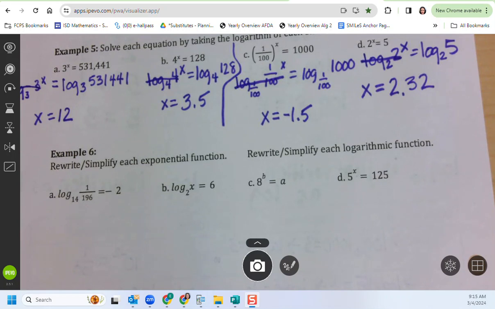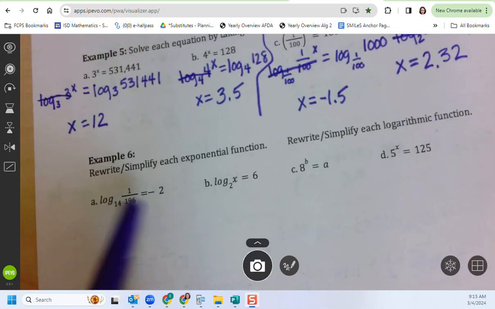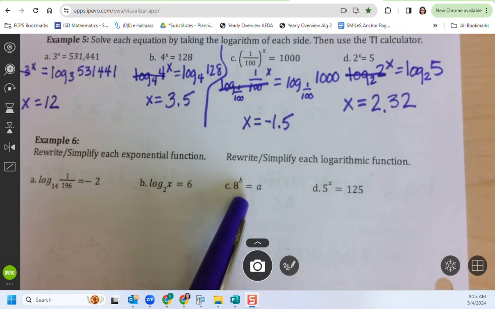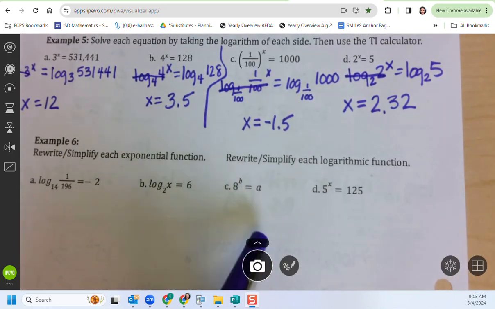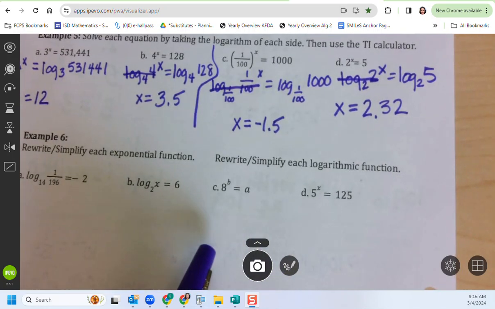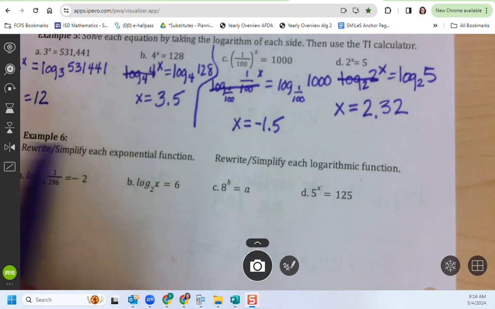Okay, we just have one more section left. And these are actually pretty much review. These are rewrite. And then after you rewrite, if you can simplify further, you do. If you can't simplify further, then you don't. Like, for example, this one is all numbers. After you rewrite it, you'll be done. This one over here has 2 variables, so even when we rewrite it, we won't be able to solve it. But B and D, we should be able to find the value of x. Okay? So rewrite each of these.